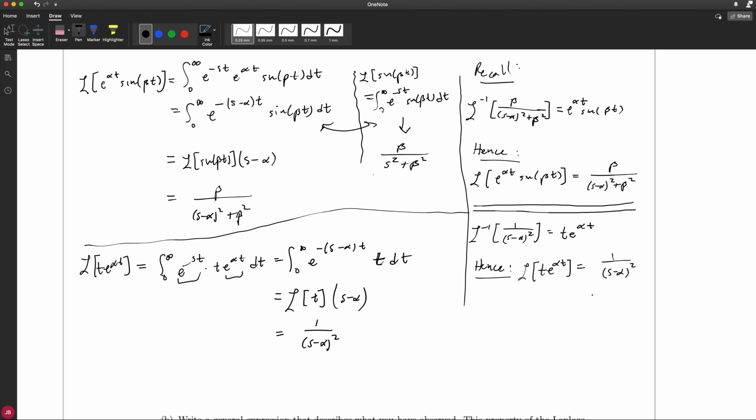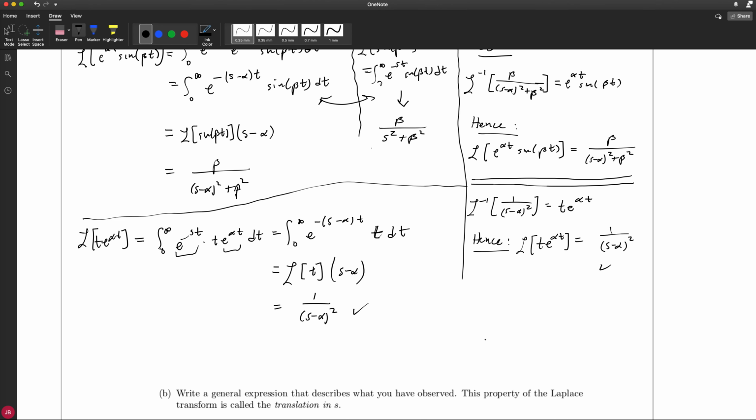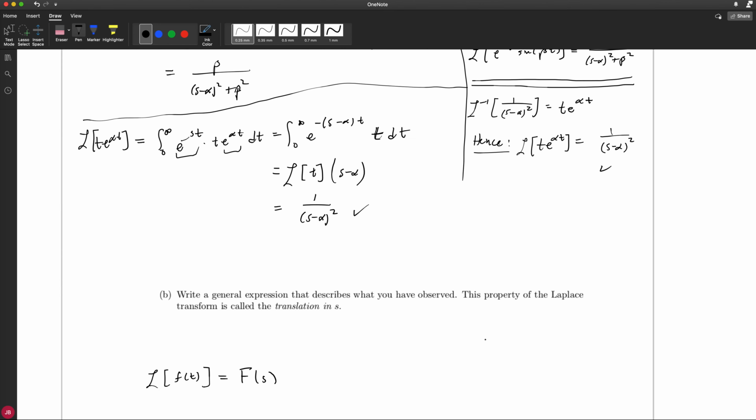Ta-da, right? It works. Okay, so let's try to generalize this rule now. Let's suppose that I call the Laplace transform of my function little f capital F of s. We've seen that before. When you do the Laplace transform of little y, you get capital Y of s, right? Okay, so that's nothing surprising there.